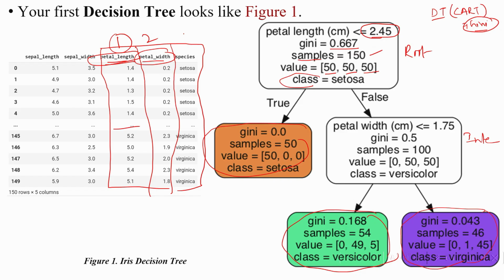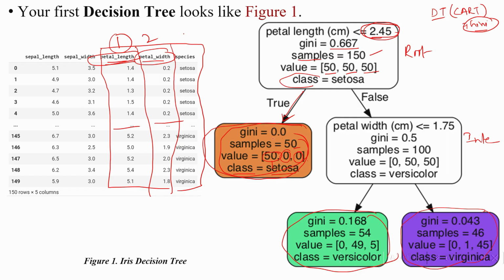If the condition is true, then all the elements belong to Setosa only. That means Gini equal to 0. Gini equal to 0 means all the samples in the corresponding node belong to the same class; there are no alternative elements. Samples equal to 50, value equal to 50, 0, 0. That means all elements belong to Setosa only: 0 elements belong to versicolor and 0 belong to virginica.